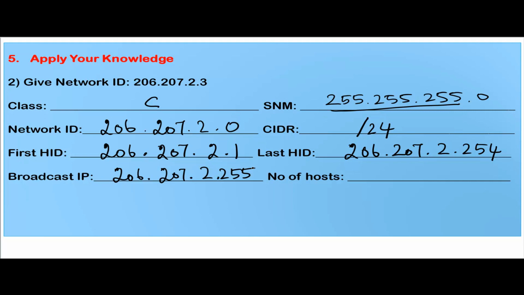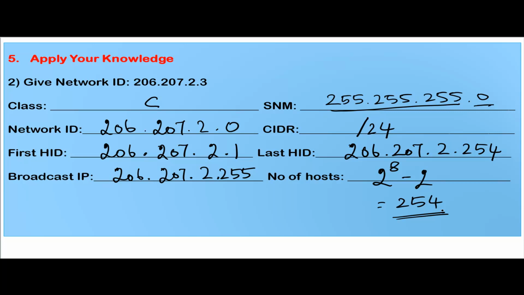Then the number of hosts. The number of hosts is 2 to the power of the number of bits available in the host part. Totally there are 8 bits available, so 2 to the power of 8 minus 2, which is equal to 254. You can have 254 hosts in this network. So this is the second problem.